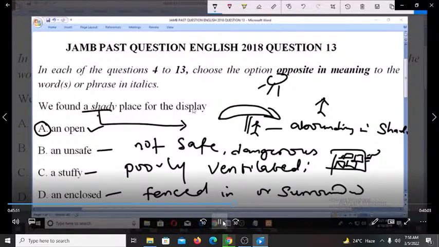So which of these is the opposite of shady? Like I said, shady is something that has a covering. What is the opposite? It is open. So option A is the right answer. D could be said to be a synonym or close in meaning, but the direct opposite from the options we have is open. And that's why we pick option A as the right answer.